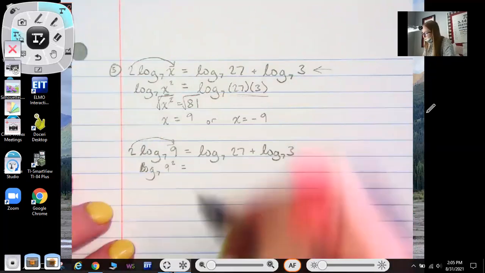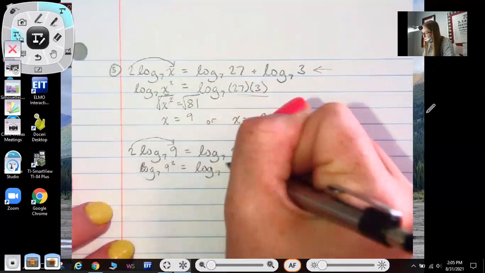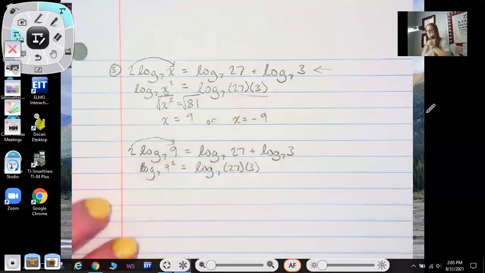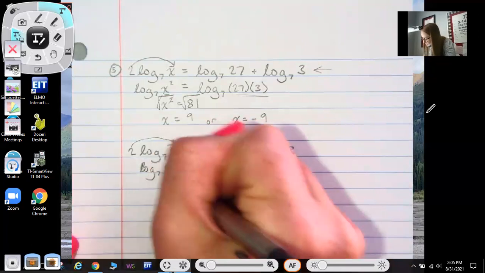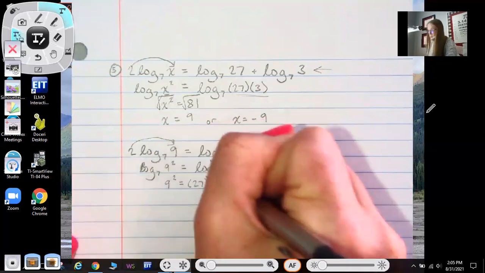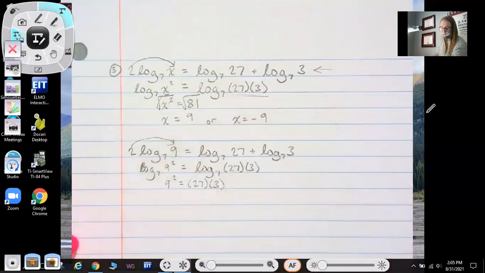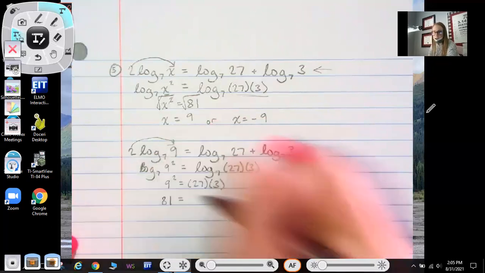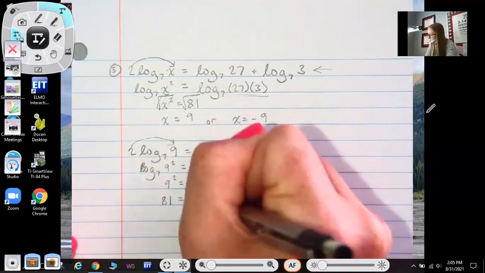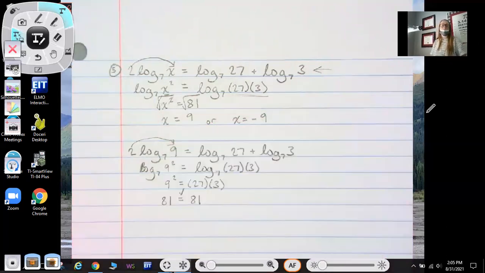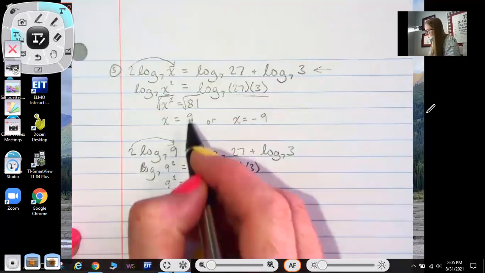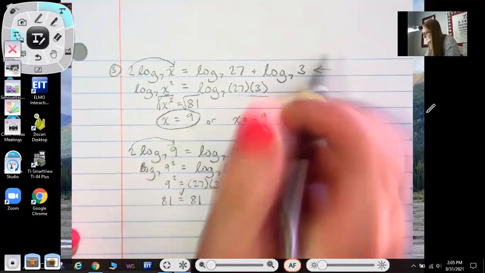Combine these two logarithms into one logarithm to get log base 7 of 27 times 3. Set 9 squared equal to 27 times 3. And 9 squared is 81. 27 times 3, also 81. So 81 equals 81 is a true statement. That means x equals 9 is a solution. It did work. So we circle it.